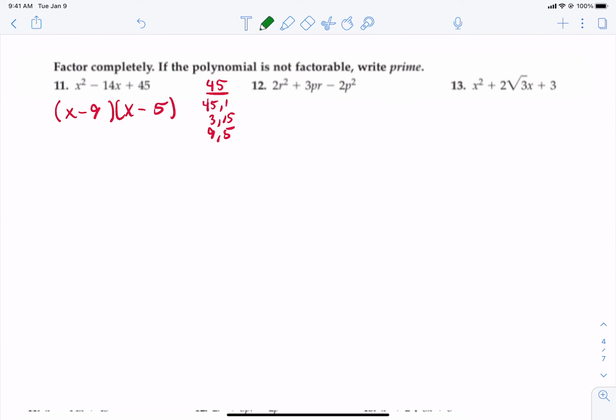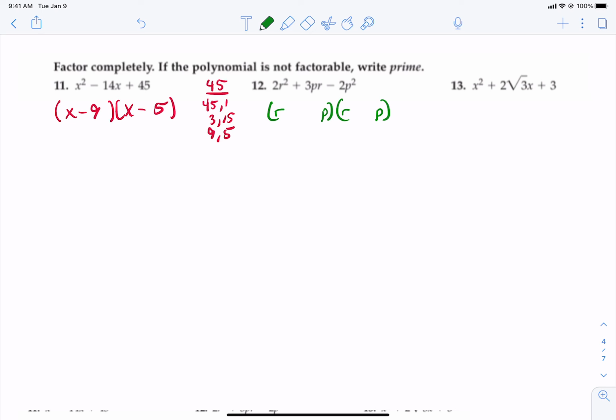Let's look at number 12. Number 12 is kind of a unique one. The reason I think it's kind of unique is we have both R's and P's. The way that it's going to work is there's going to be an R on this side and a P on that side. That's the only difference. The numbers are still going to work the same way. To me, this is a classic candidate for slide and divide.